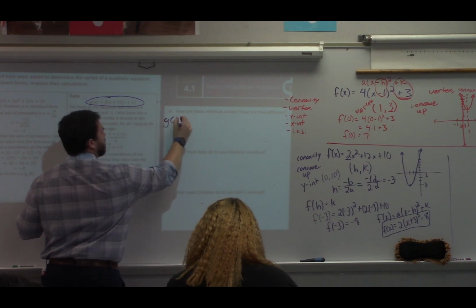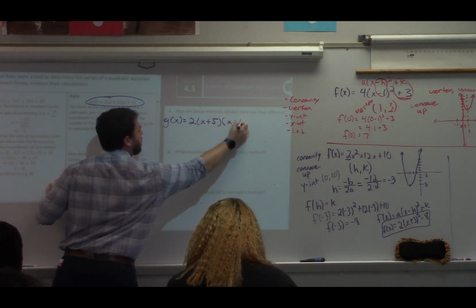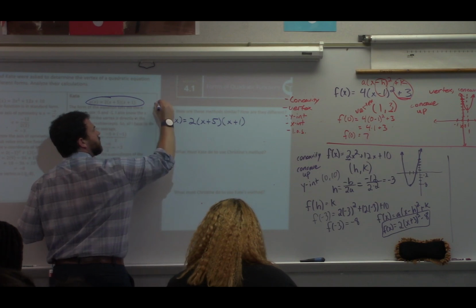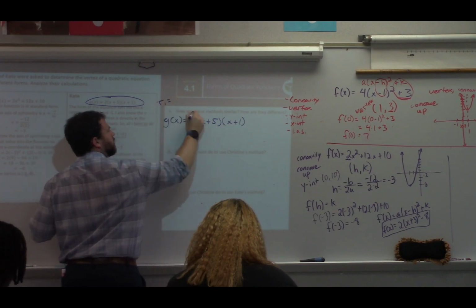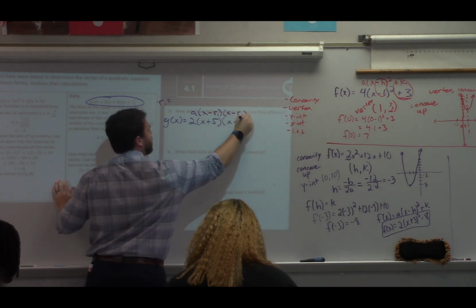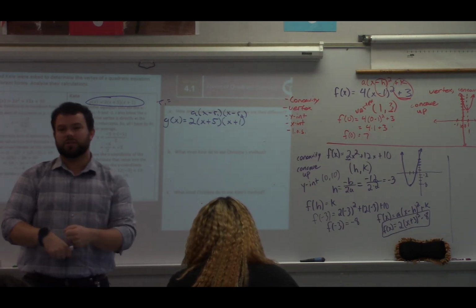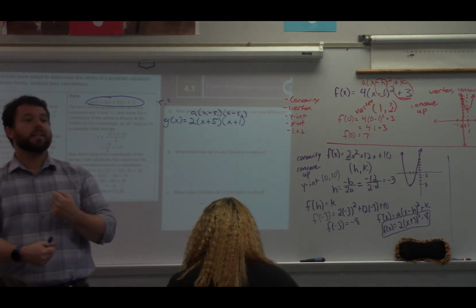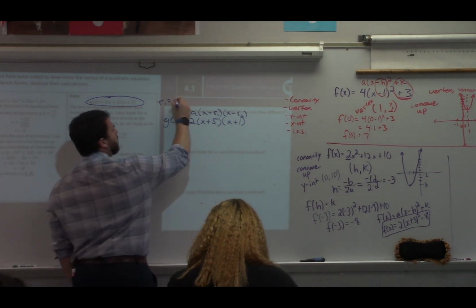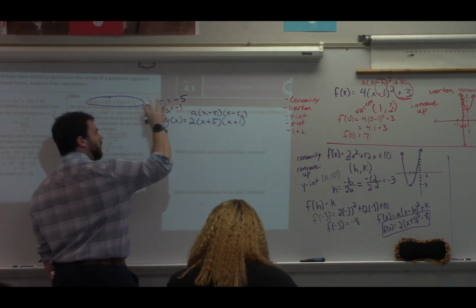Factored form. What should we be able to see right away from factored form? The roots. What's R1 in this case? Negative 5. That's why we write that equation above it. Remember, it's x minus h, x minus r1, x minus r2. It's another thing first block forgot. We always need the opposite. So R1 is negative 5. What's R2? Negative 1. Okay, so we've got our roots.